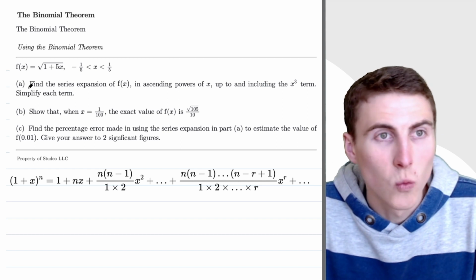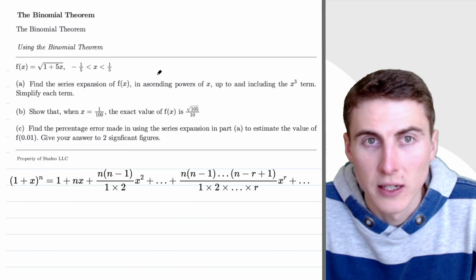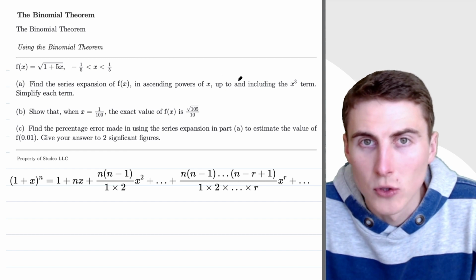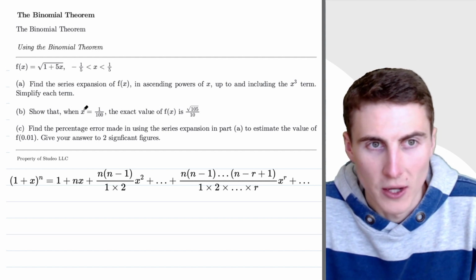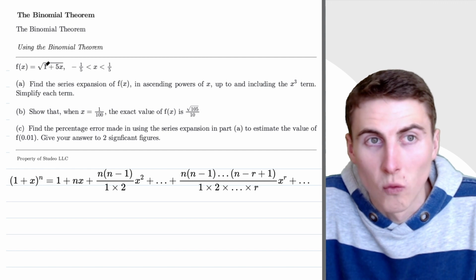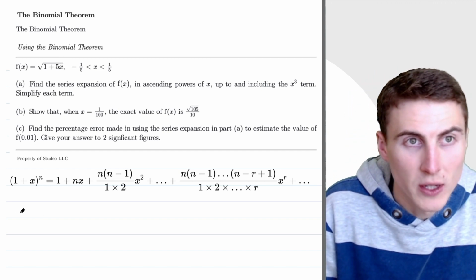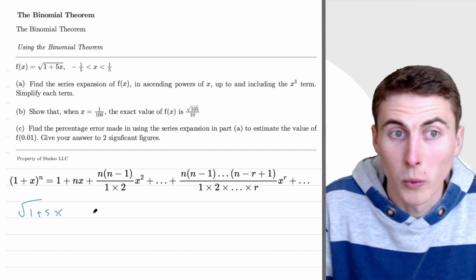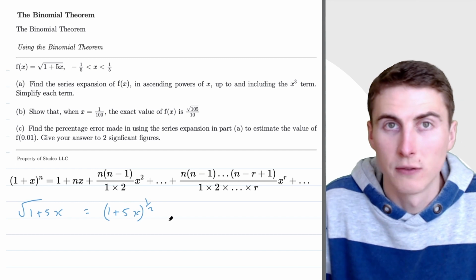So if we start off with part A, it says here, find the expansion of f(x) in ascending powers of x up to and including the x cubed term. So first of all, let's do that. Now we're given as our expression the square root of 1 plus 5x. And the important thing to notice is that if we have the square root of 1 plus 5x, what we really have is just (1 plus 5x) to the power of a half.